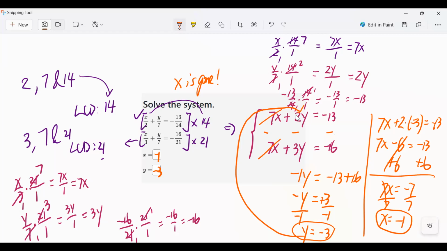Any questions about this? All right, so yeah, let's go back. Negative 1 and negative 3.